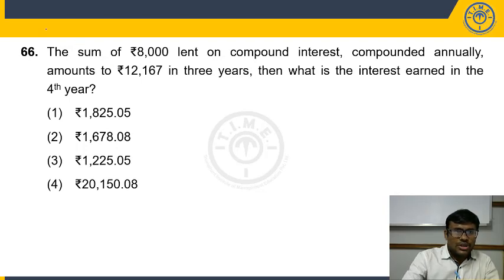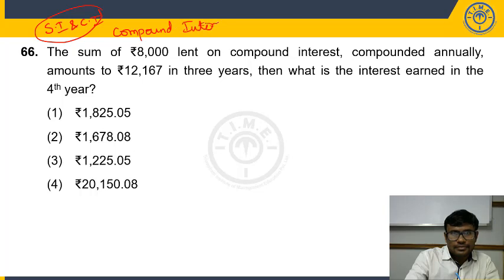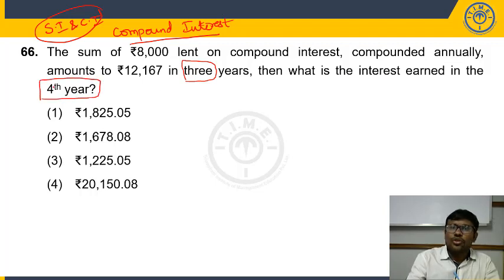So it's a SICA question, simple interest and compound interest. And to be precise, it's a compound interest question. A sum of 8,000 lent on compound interest compounded annually amounts to 12,167 in 3 years. Then what is the interest earned in the 4th year? That is what is asked to calculate.